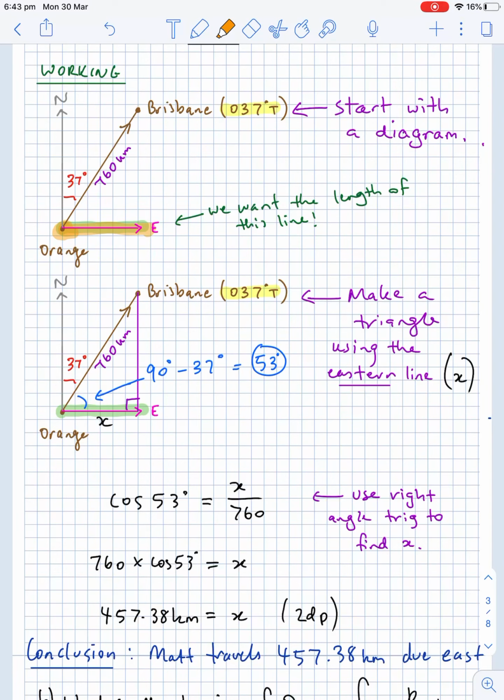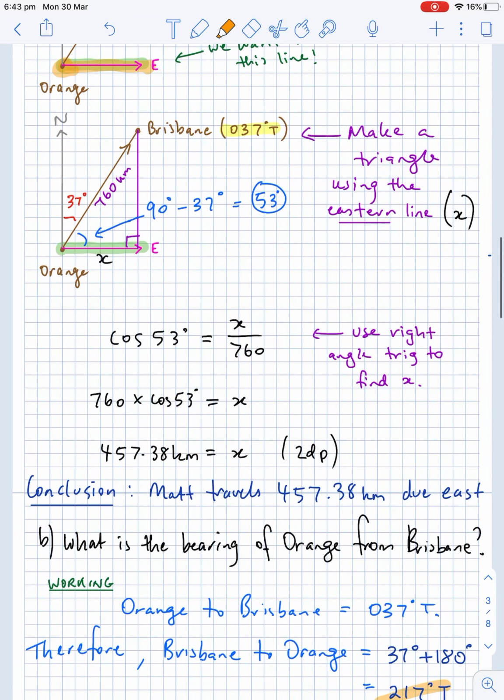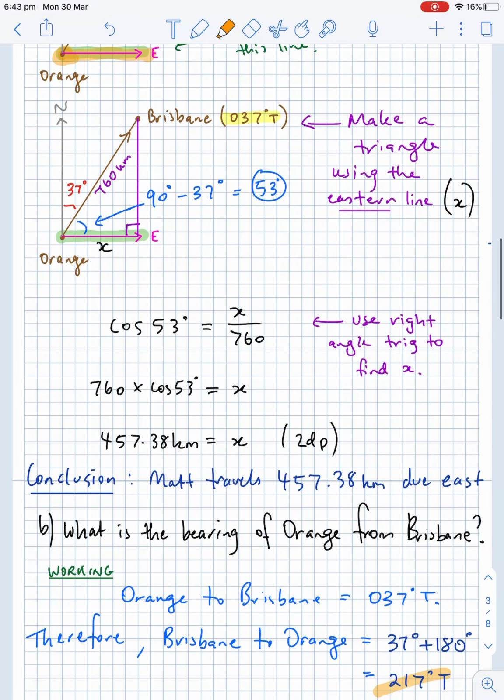Okay, so now that we've got this triangle, we can use trigonometry to figure out our value of x, how far we went east. So I look at this triangle here, and I think to myself, well, I know that's 53. Obviously, I want to use an angle which is inside my triangle. That's 53. X is my adjacent, and I know my hypotenuse to be 760.